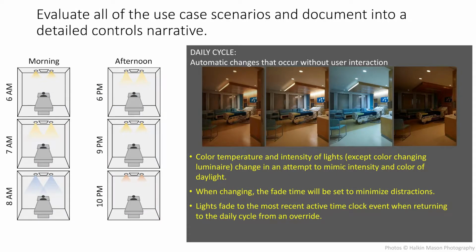So let's have a look at the daily cycle that we agreed to. What is normal is the color, temperature, and intensity will change in an attempt to mimic what's happening outside. Red, deep red, low intensity, orange, higher intensity, much higher intensity, going towards the bluish colors, and then in the afternoon changing back again. During changing, the fade time will be long to minimize distractions. You don't want to have, yes?